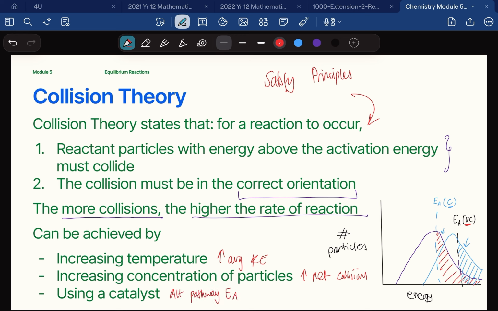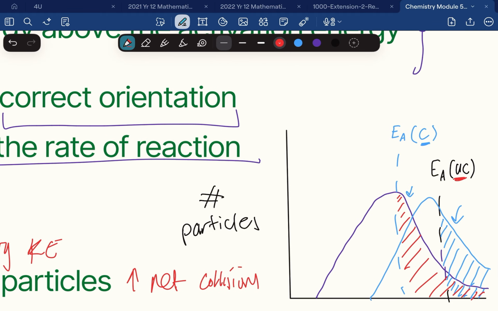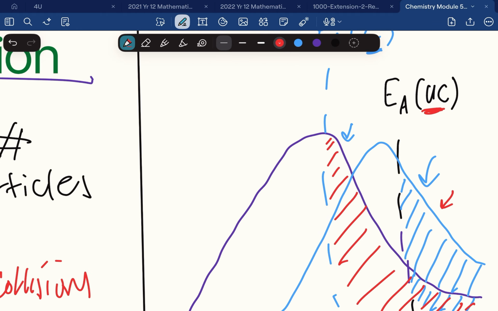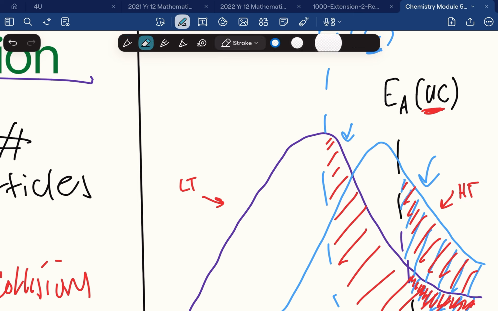Let me just quickly review this. For increased temperature, see this blue curve, that's increased temperature, compared to the purple curve, which is reduced temperature, so LT for low temperature and HT for high temperature. For the purple one, you have this proportion of particles above activation energy. When you look at the blue one, you have this amount. The whole thing is just shifted, because you're increasing the average kinetic energy.